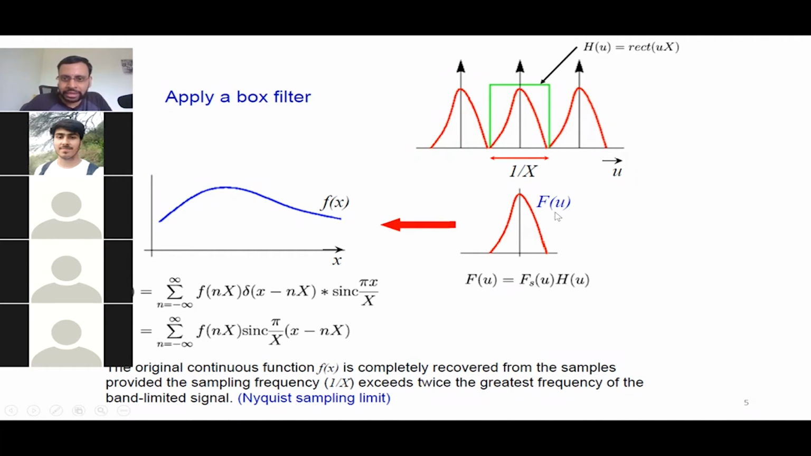Then you are multiplying it with the rect function. What is that equivalent to in the Fourier domain? Sorry, in the spatial domain. You want one copy of it to construct it back here. So what is its equivalent function in the spatial domain now? Hello, you should be remembering this.